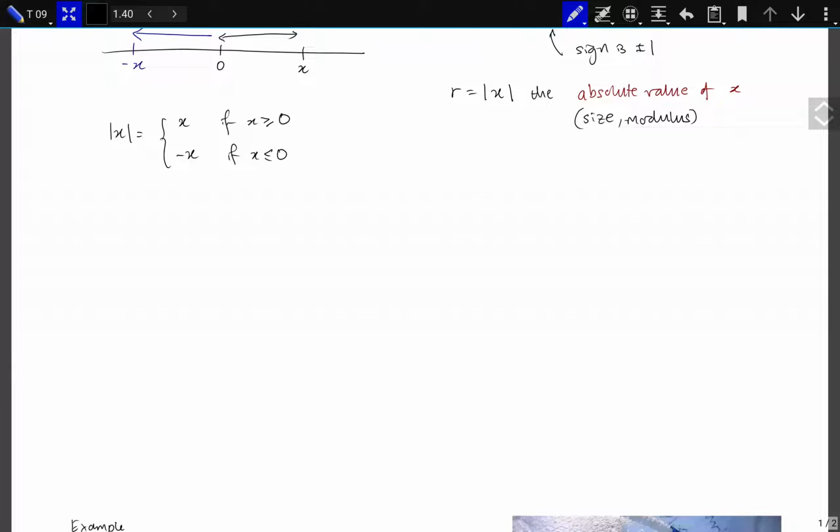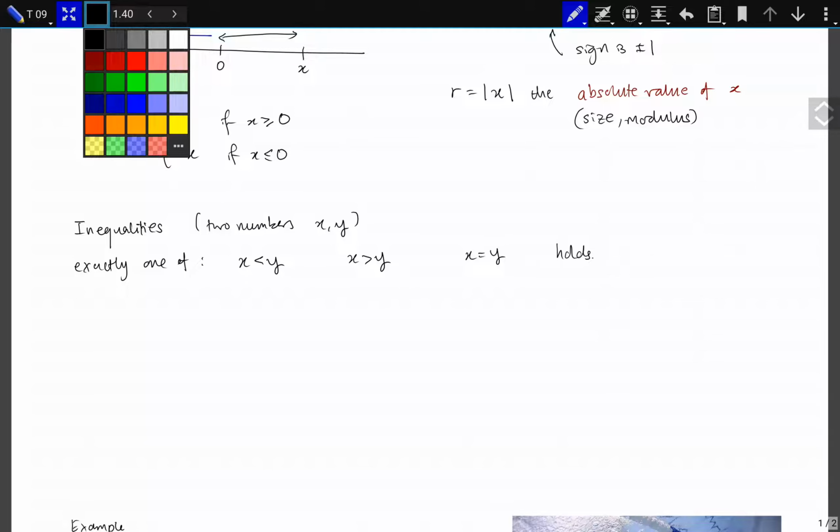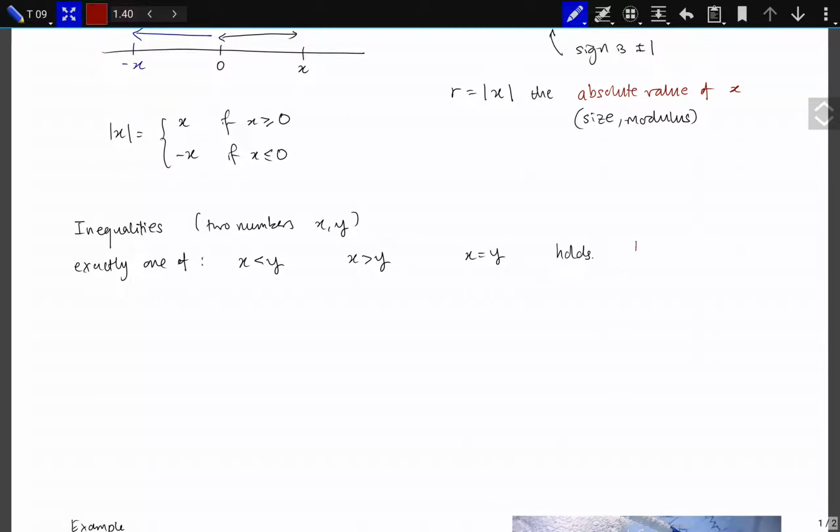So for inequalities, we're doing two related topics today. Moving on to inequalities, if I take two numbers, x or y, exactly one of the following holds. X is either less than y, or it's bigger than y, or they're equal. Exactly one of these holds. This is known fancifully as the law of trichotomy.